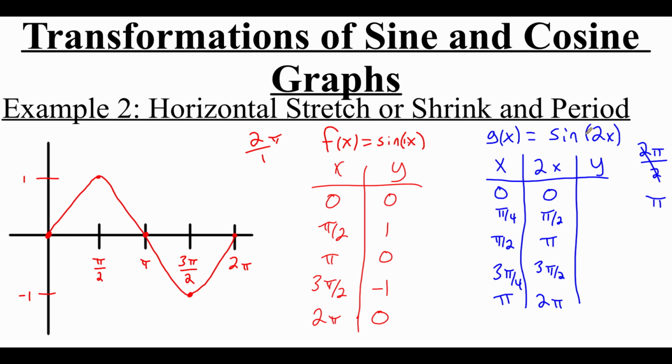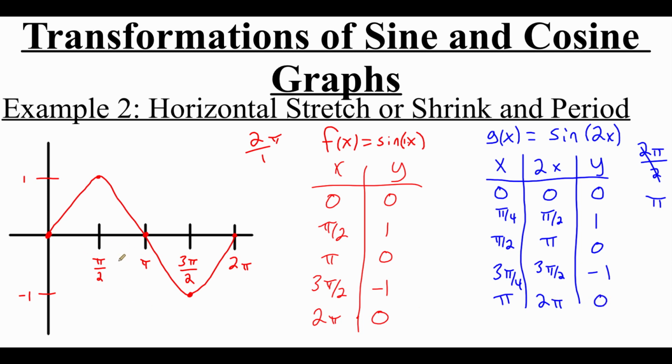First I plug in 0 for my x, and when I take 2 times x, I get 0. If I evaluate the sine of 0, I get 0. Now if I plug in pi over 4, the first thing I have to do is multiply it by 2, but we already did that. 2 times pi over 4 is pi over 2, and the sine of pi over 2 is 1. Pi over 2 times 2 gives me pi, and the sine of pi is 0. 3 pi over 4 times 2 gives me 3 pi over 2, and the sine of 3 pi over 2 is negative 1. Then pi times 2 gives me 2 pi, and the sine of 2 pi is 0.